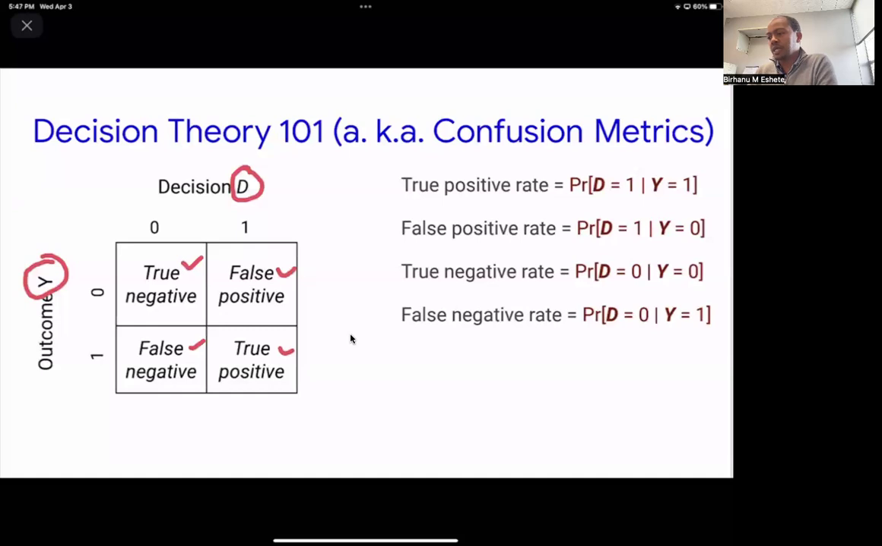You can also put this slightly differently in terms of probability. The true positive rate is the probability that the decision is 1 given the outcome is 1. The false positive rate is the probability that the decision is 1 given the outcome is 0. The true negative rate is the probability that the decision is 0 given the outcome is 0. And lastly, the false negative rate is the probability that the decision is 0 given the outcome is 1. That's the background metric that we're going to use, which is decision theory 101 in every sense.